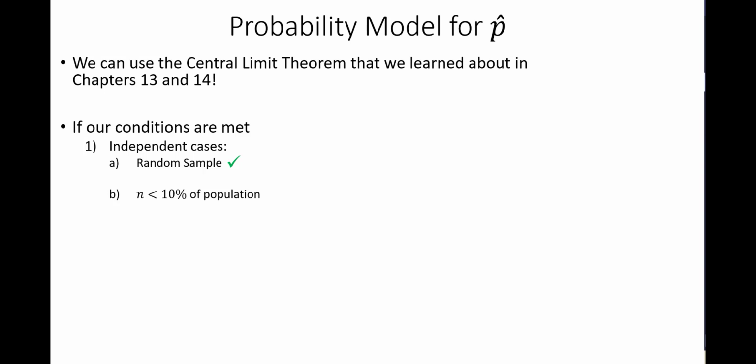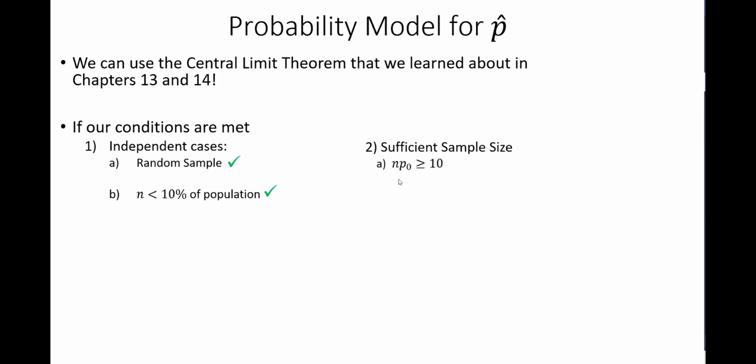It's theoretically infinite. We could play this game until the end of time. If you have an infinite population, then our sample size of 161 is less than 10% of infinity. So we also can check that one off. So we have independent cases, and the next one we need to check is, do we have a large enough sample size to use a normal distribution? How do we go about checking for a sufficient sample size when we're working with a proportion?